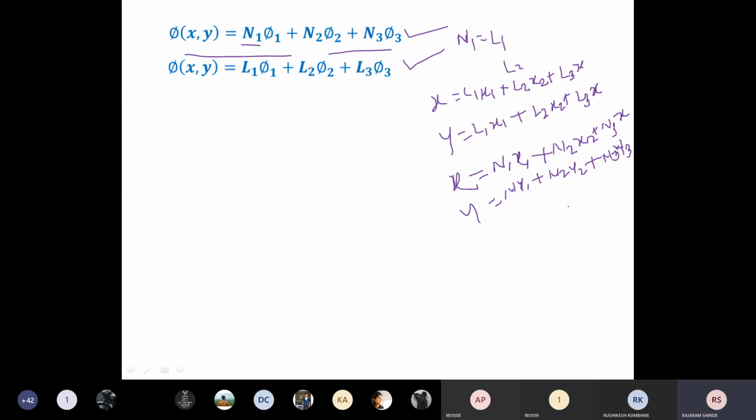Okay, do you agree with this? Now here these shape functions are used to write the variation of the interpolation polynomial, or the variation of the field variable. Okay, and this shape function.